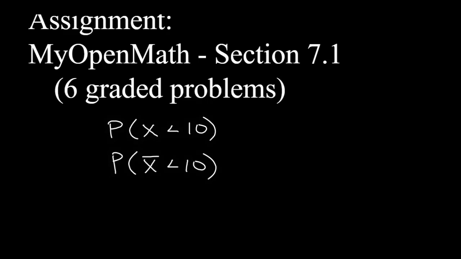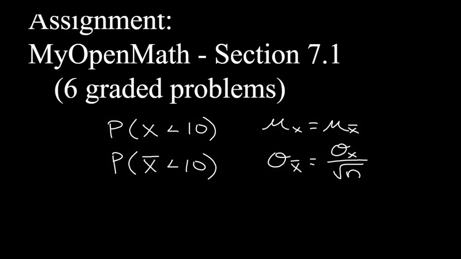And so the big thing that's the difference here is, notice the mu of x is equal to mu of x bar, so those are not going to change. That doesn't make any difference. But sigma of x bar, we have to make that adjustment. That's going to be sigma sub x divided by the square root of n. So this becomes the important thing in our problems, because that is going to change the standard deviation.